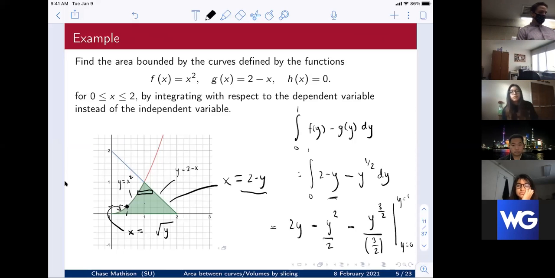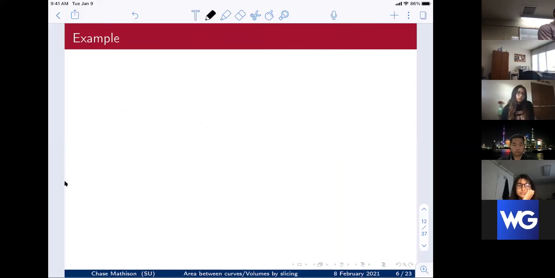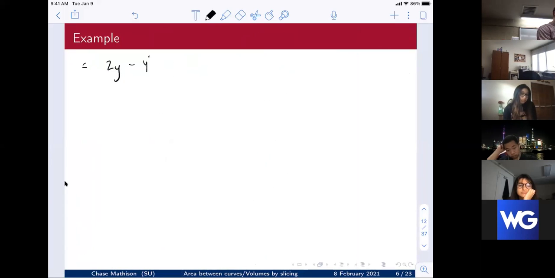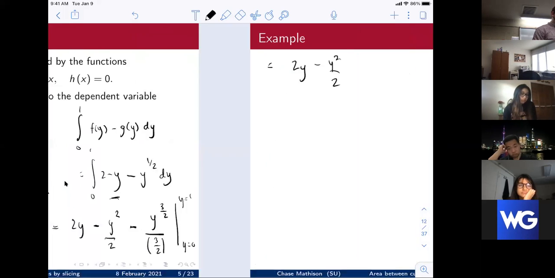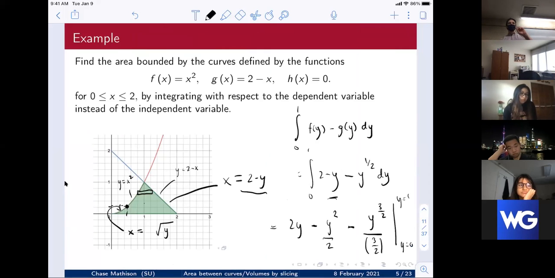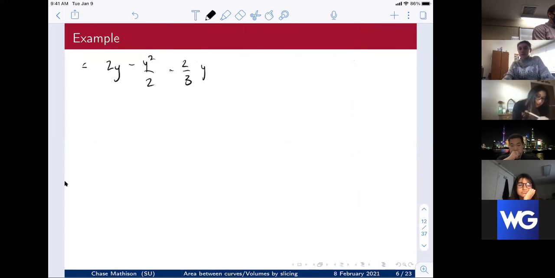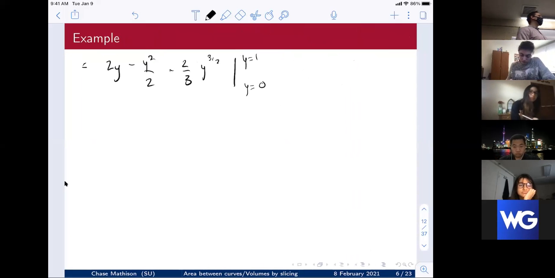Okay, so let's simplify this a little bit. This is 2y minus y squared over 2. And then if I'm dividing by 3/2, that's the same thing as multiplying by 2/3, right? So minus 2/3 y to the 3/2. And then I plug in y equals 1, y equals 0, and take a difference.